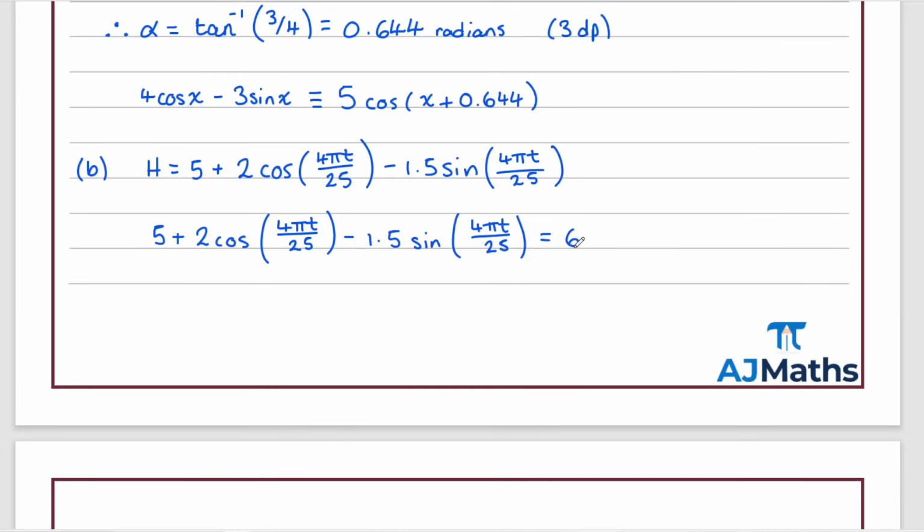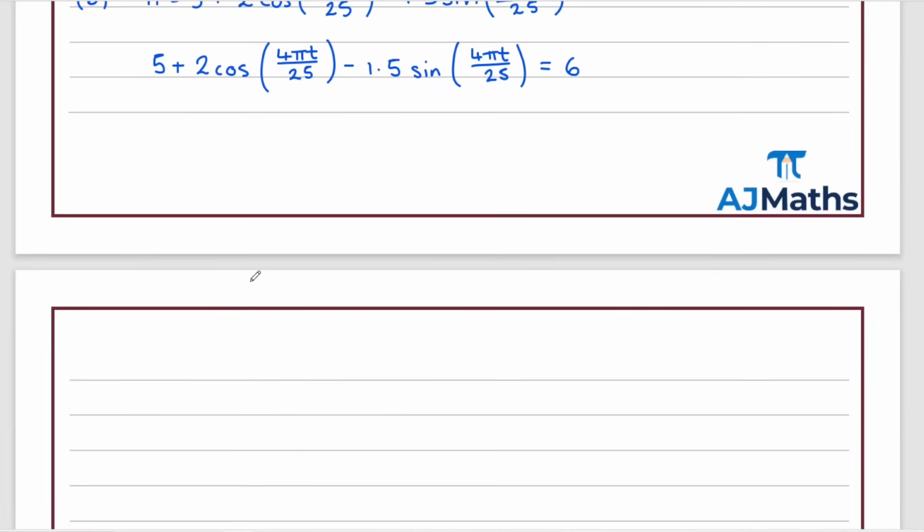Okay, and all I want to do now is solve this trig equation. To begin with, I'm going to get rid of this 5 on the left hand side. To do that, we subtract 5 off both sides. Let me scroll down and do it underneath. So I'm going to get 2 cos of 4 pi t over 25 minus 1.5 sine of 4 pi t over 25, and that is equal to 6 minus 5, giving us 1.